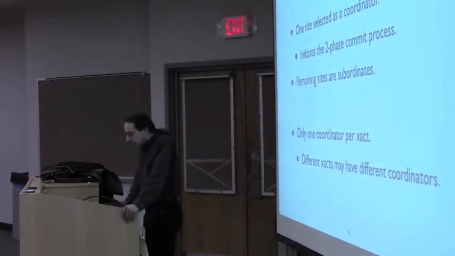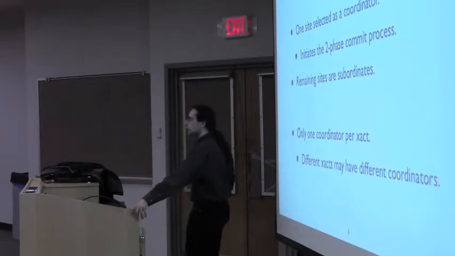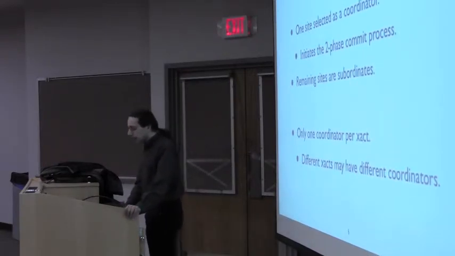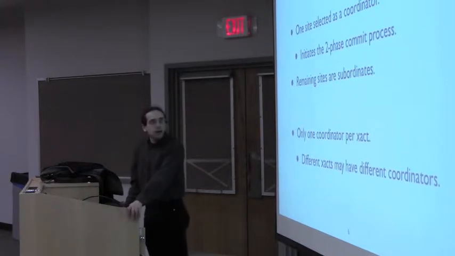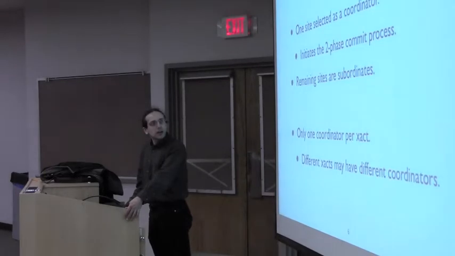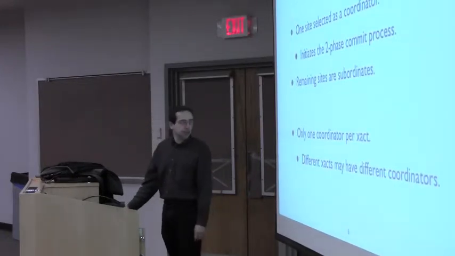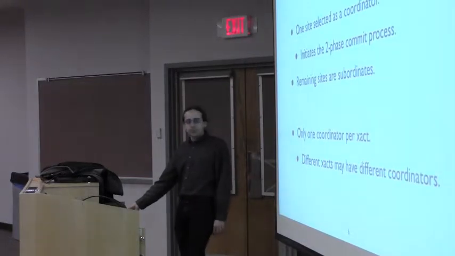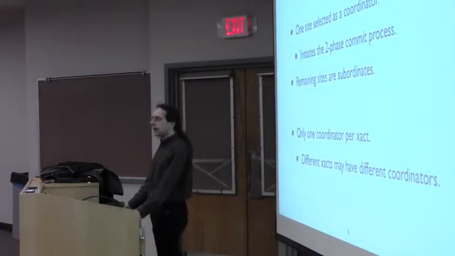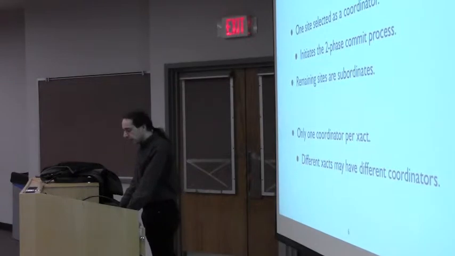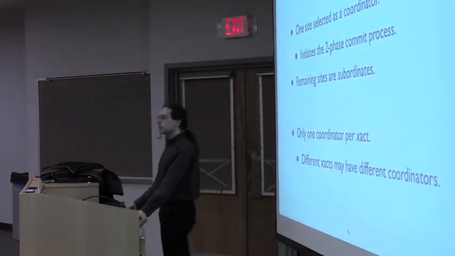So in two-phase commit, one site will be selected as a coordinator, and all of the other sites will act as subordinates. How is the coordinator selected? Well, there's a variety of different protocols. I'd be happy to talk to you about any of those. Usually it's random. One simple strategy is to pick the site with the lowest IP. Each transaction has to have exactly one coordinator, although different transactions can have different coordinators.